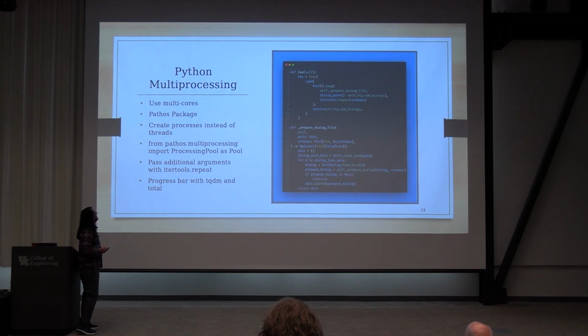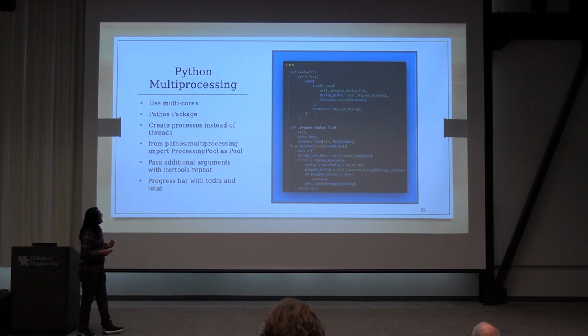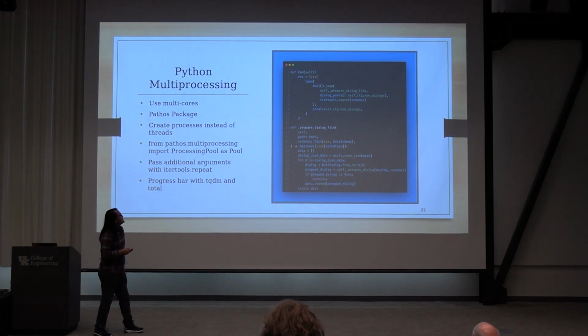So the way to do it is you import Pool from pathos multiprocessing, and let's say you have an array that you want to call multiple times, you can just pass that using that pool, and then you can get the results. If you have additional arguments that you want to pass to your method, you can do that using itertools repeat. And if you want a progress bar, you can get that as well. So I have an example over here.